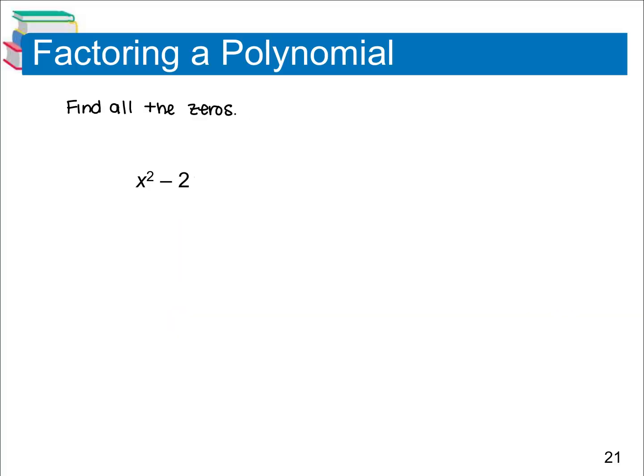The next part that we'll look at is finding all of the zeros. Some of these you'll be able to factor, some of them you won't. In this one, you can't factor x squared minus 2. So when we set this equal to 0 and we solve, we just got to move the 2 over, and we have x squared is equal to 2. Take the square root of both sides, and that gives us x is equal to plus or minus the square root of 2.